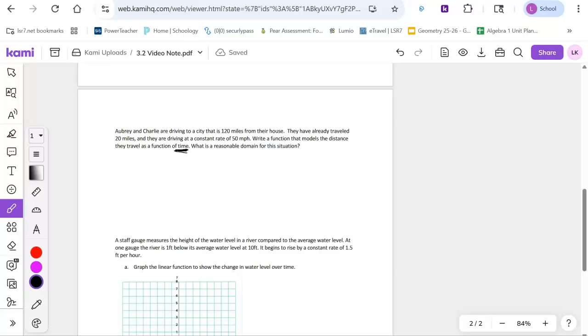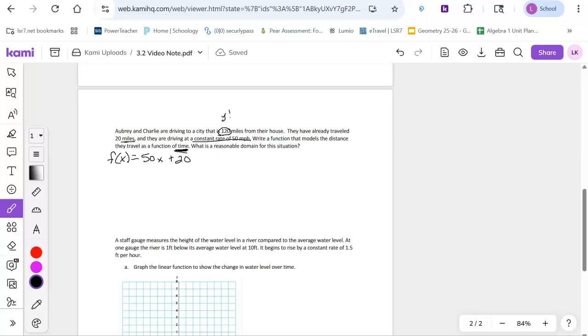So first I have to come up with my function. This is my total, so that would be my y, if you will. My constant rate is 50, and they've already gone 20 miles. So I'm going to have f of x equals 50x plus 20. That would be my function. Now I need to find my domain, which is my x's.